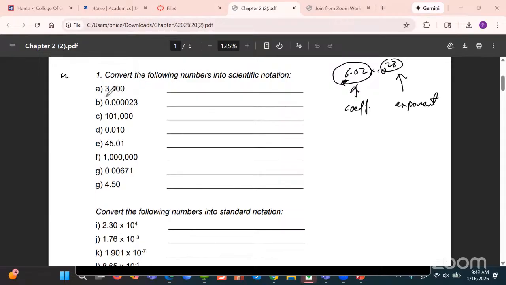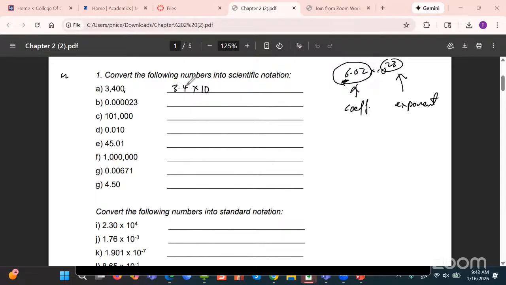Here we're given 3,400, right? The decimal point is not shown explicitly, but we understand that there's a decimal point at the end. Therefore, we have to move the decimal point to where the comma is. That means we move the decimal point 1, 2, 3 places to the left. When we do that, you end up with 3.4, and then we have to multiply by 10 raised to the exponent.